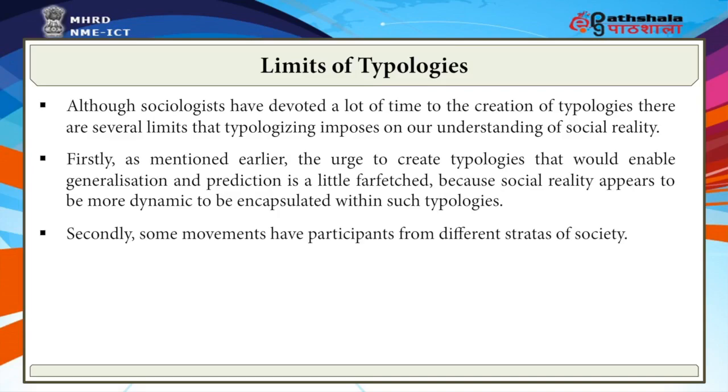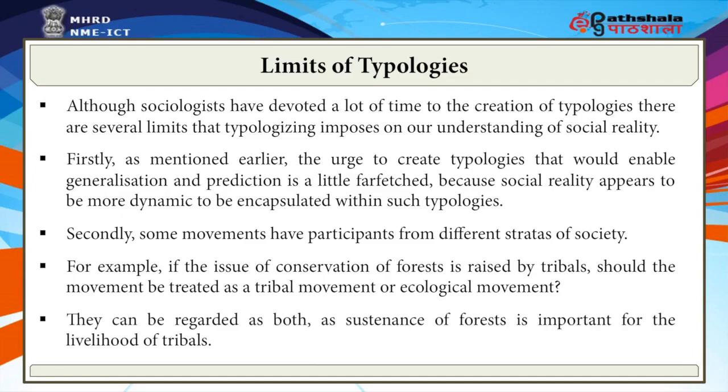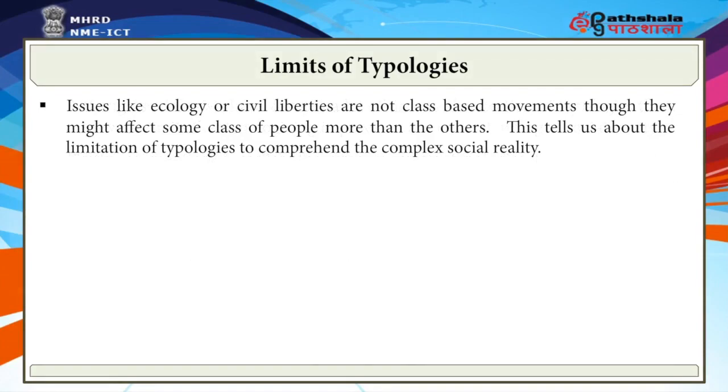Secondly, some movements have participants from different strata of society. For example, if the issue of conservation of forests is raised by the tribals, should the movement be treated as a tribal movement or ecological movement? They can be regarded as both, as sustenance of forests is important for the livelihood of tribals. Issues like ecology or civil liberties are not class-based movements, though they might affect some class of people more than the others. This tells us about the limitation of typologies to comprehend the complex social reality.